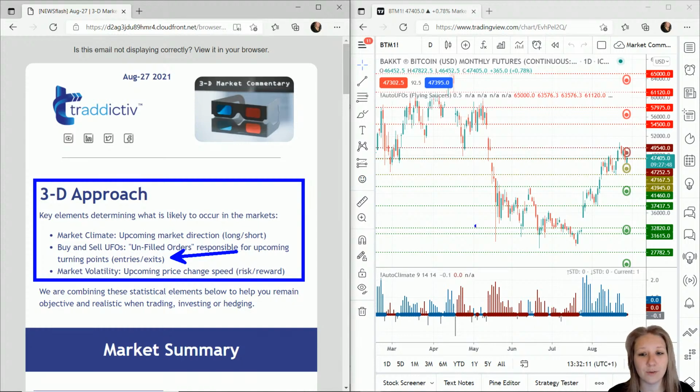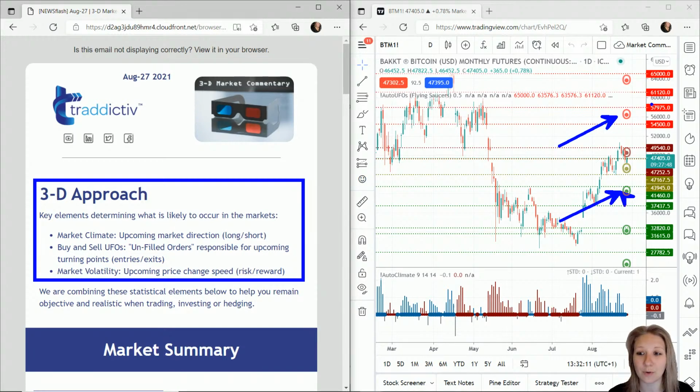Again, we use an app to help us with this. We use a piece of technology that scans through data on the charts, looks at other things as well, and comes back and says, hey, these are where the buyers are, these are where the sellers are. If it's a green UFO like one of these, that tells us that's where the buyers are. If it's a red UFO like one of these, that tells us where the sellers are.